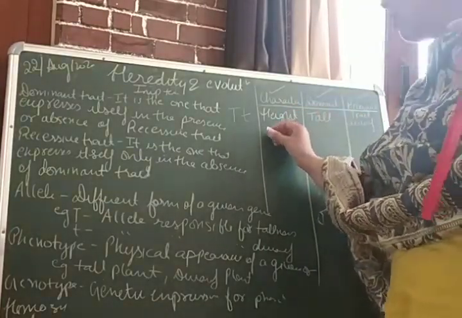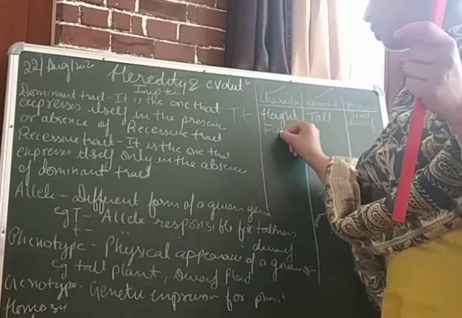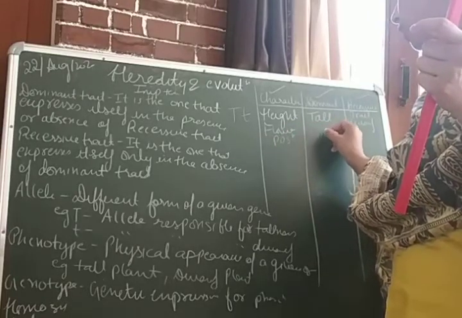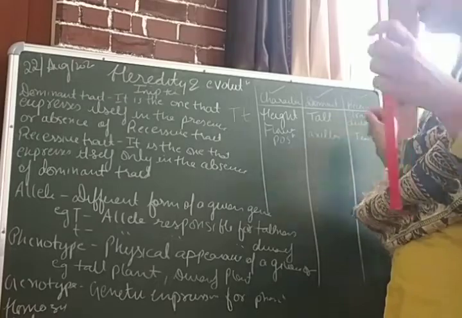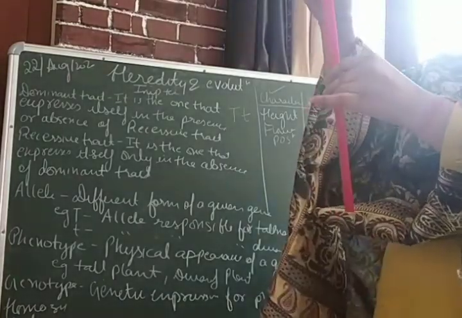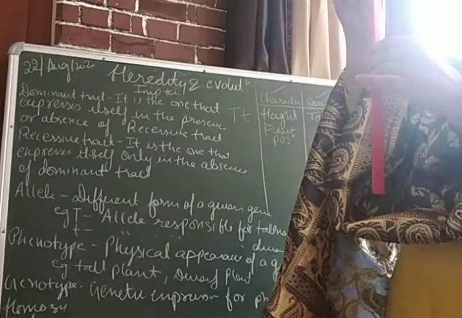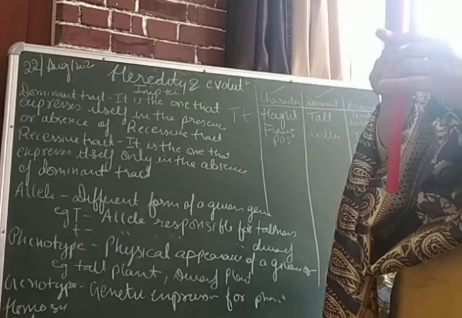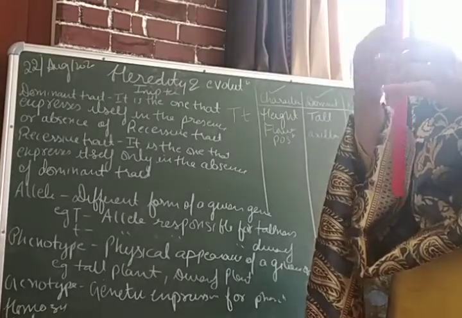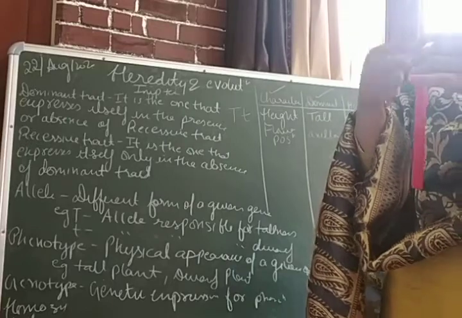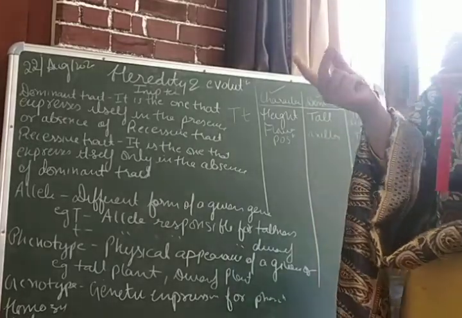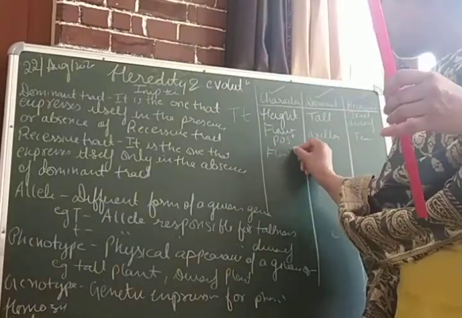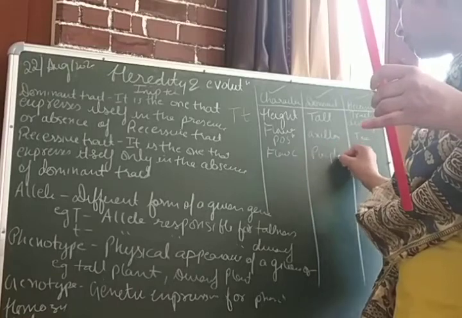Then we have studied about flower position. It would be axillary, or it can be terminal. This means the flower can be present in the axillary position, or it can be terminal. But when it is present in the axillary position, it is the dominant feature. Dominant feature means it will express itself. With the passage of time you will understand what expressing means. Next is your flower color. It would be purple, or it can be white.